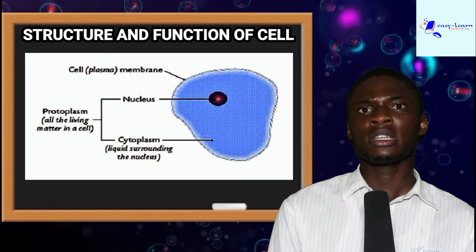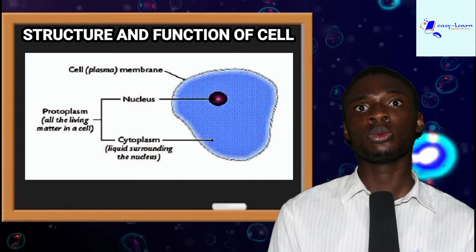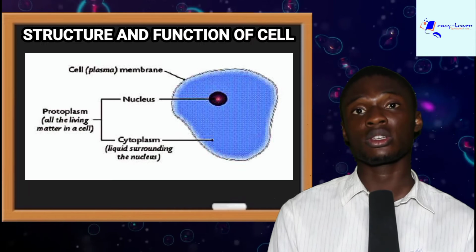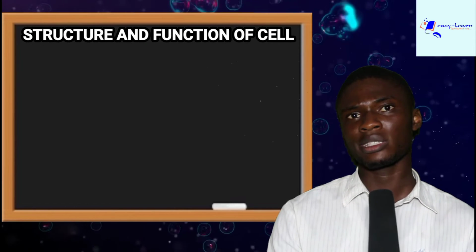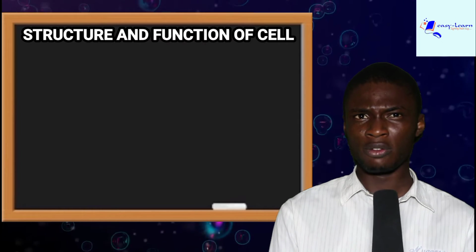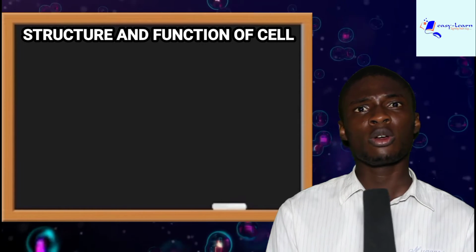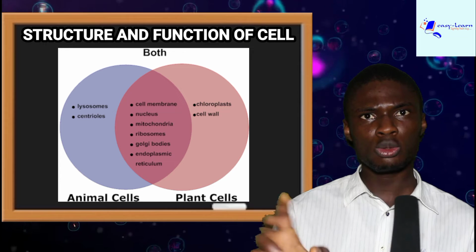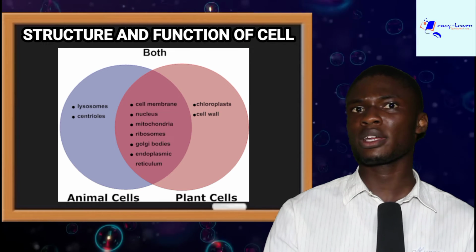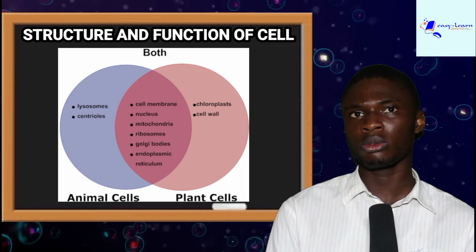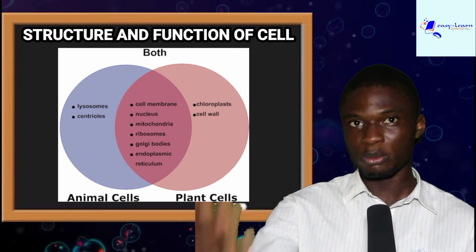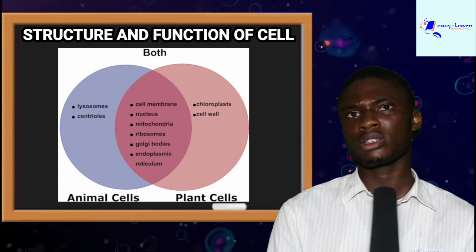Alright. As we all know, we have two types of cells. We have the plant cells and the animal cells. What are the differences between the plant and animal cells? Yes, we have a lot of similarities between them, but there are some little differences that differentiate the plant and the animal cell. For instance, in the plant cell, you have the cellulose cell wall that acts as another membrane that protects the plant cell.